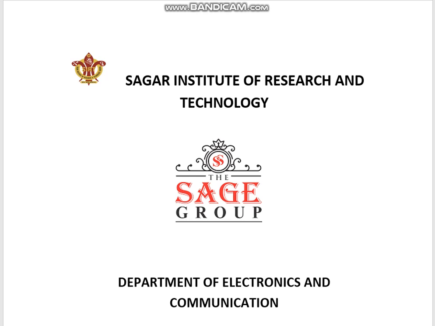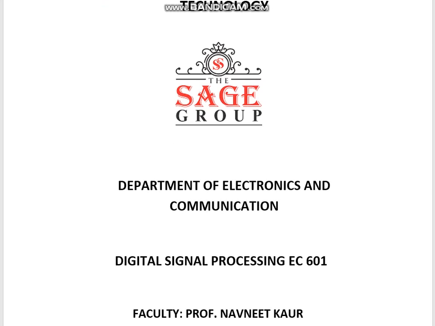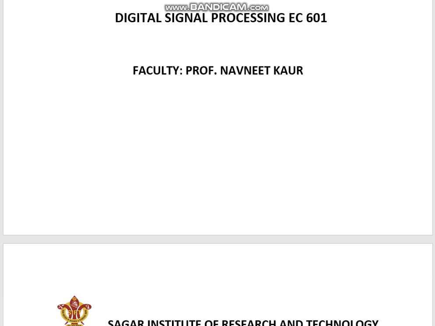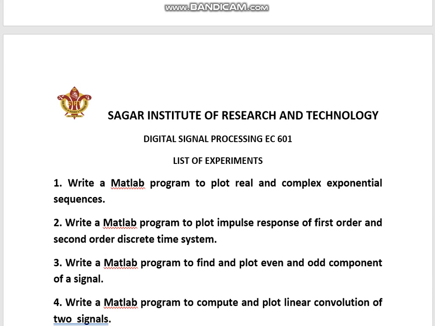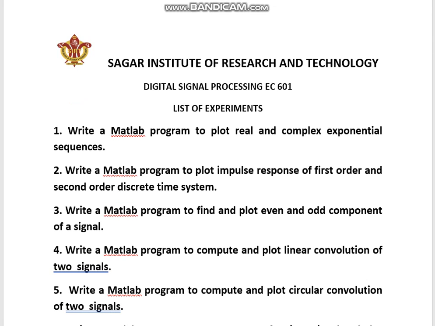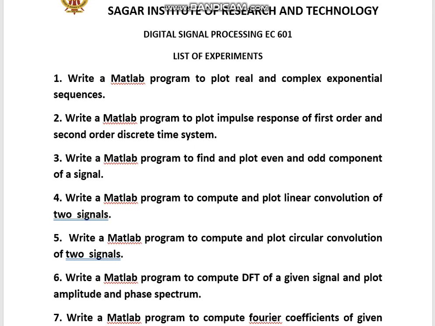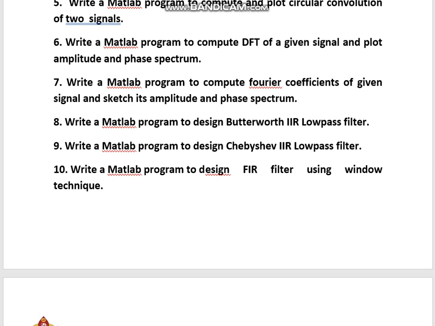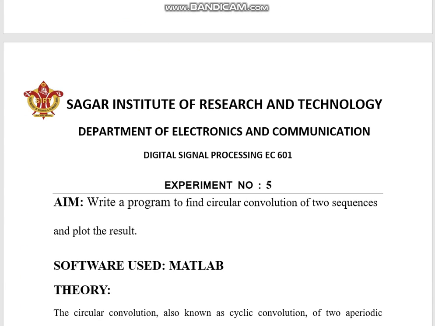Today in this session, I'll be discussing lab practicals of subject Digital Signal Processing EC 601. First, we will have a look at the list of experiments. Now in today's session, we will be taking experiment number 5, which is: write a Matlab program to compute and plot circular convolution of two signals. The software which I will be using is the Matlab software.